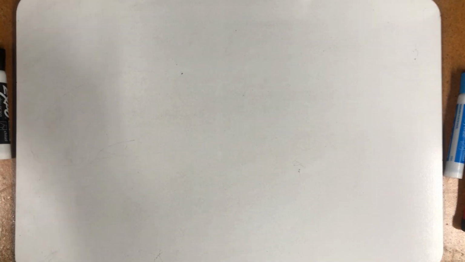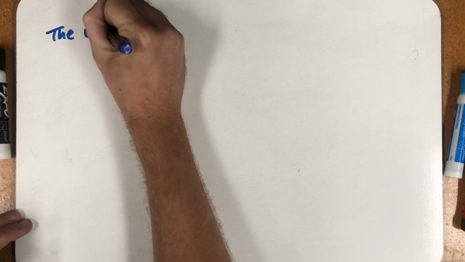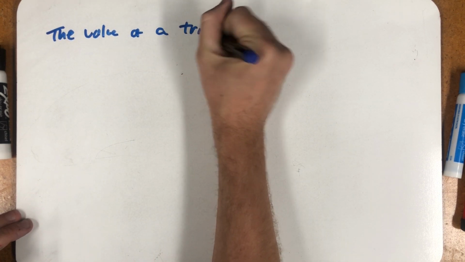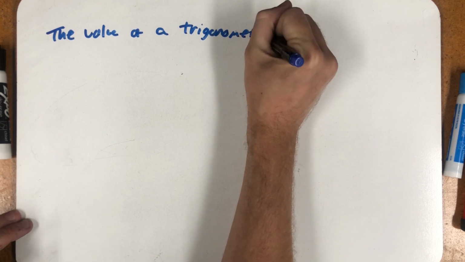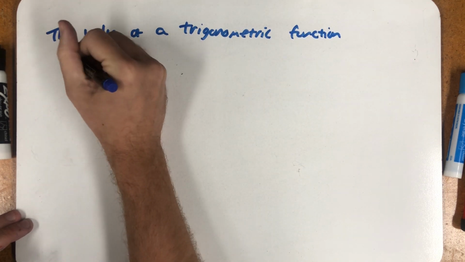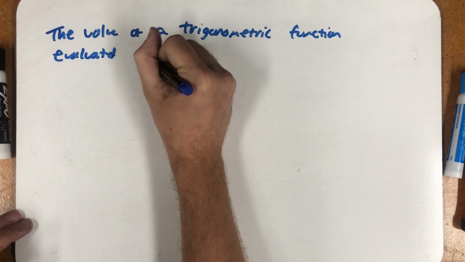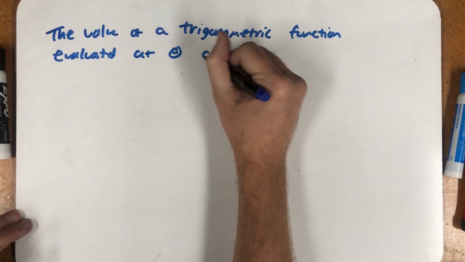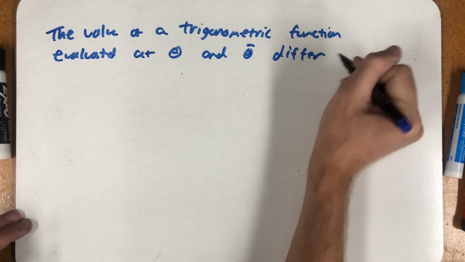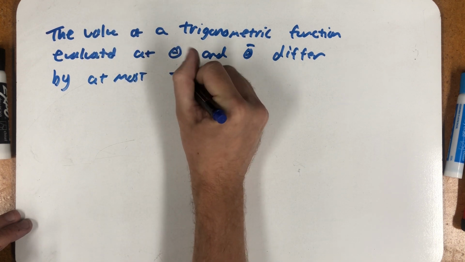So I'm going to write that down. The value of a trigonometric function evaluated at theta and theta bar differ by at most the sign.